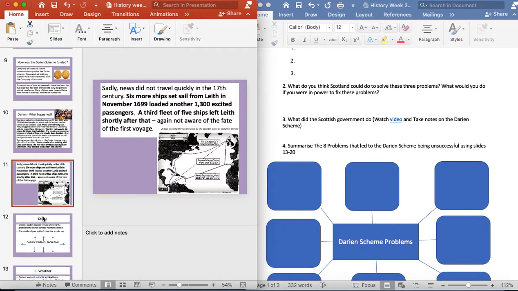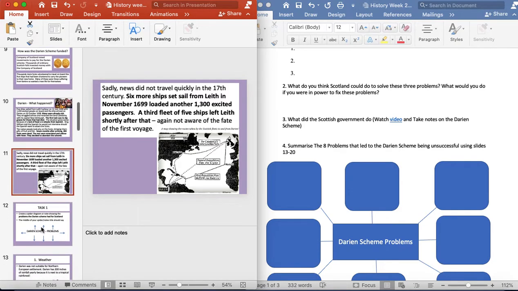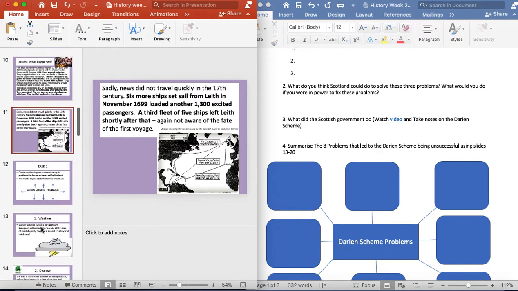The news did not travel quickly in the 17th century. 6 more ships set sail from Leith. All right, and then another 1,300 passengers were looking. A third fleet, a 5-ship fleet. They were again not aware. So while they were going back, 2 more ships were going down. All right, so it was pretty problematic.